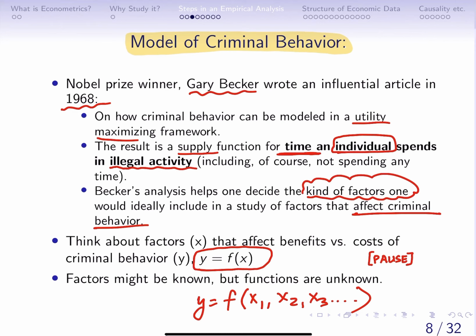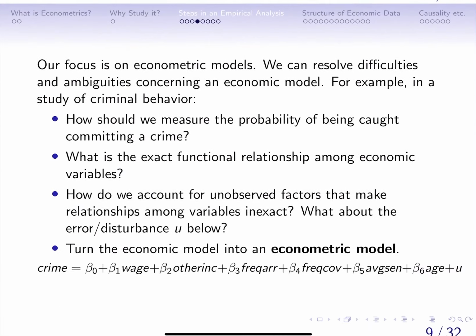So the idea here is that factors might be known. All of what you guys got in X1 through X, maybe you had 10 factors that you came up with. But even though you know the factors, the functional form, where we say y is f of x, might be unknown to us, right? This concept is very similar to an individual not knowing what their utility function is. Is it Cobb-Douglas, or is it a logarithmic function, etc.? So that's the idea here.